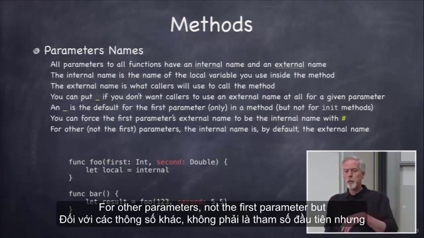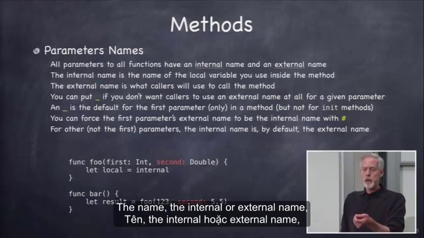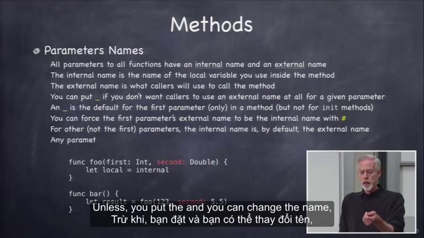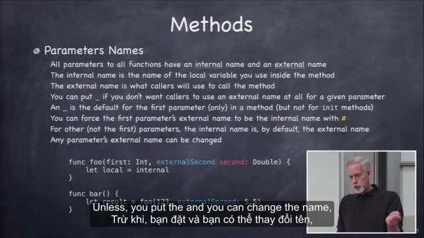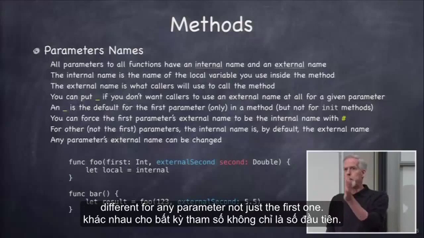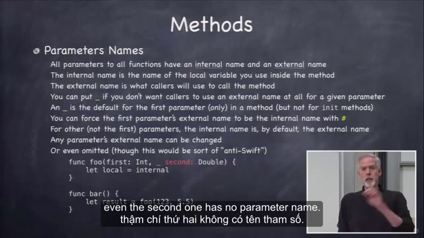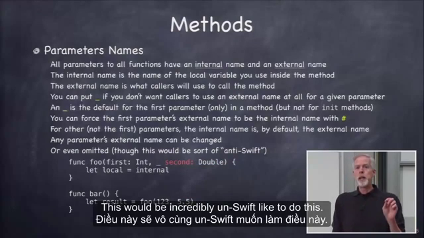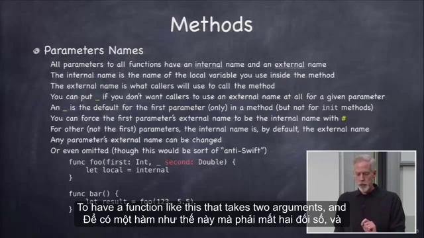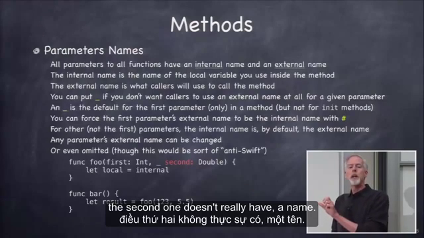For other parameters, not the first parameter, the internal or an external name is mandatory, okay, and you can change the name. You can have the external name be different for any parameter, not just the first one. And you can put the underbar in there and make it so even the second one has no parameter name. This would be incredibly un-Swift-like to do, to have a function that takes two arguments, and the second one doesn't really have a name.